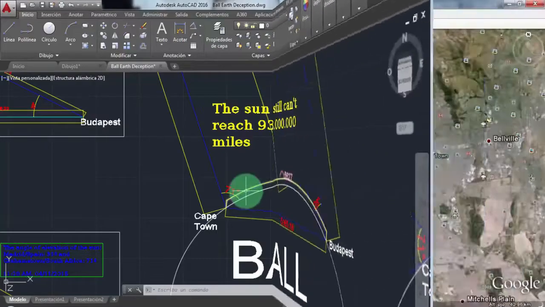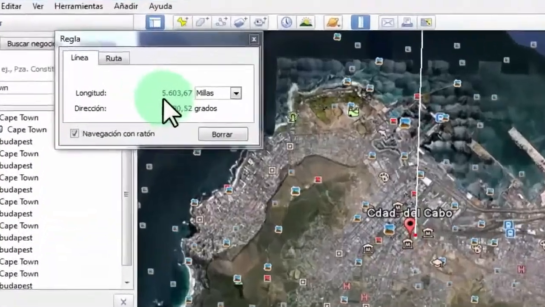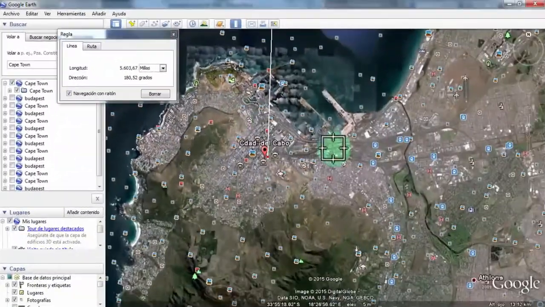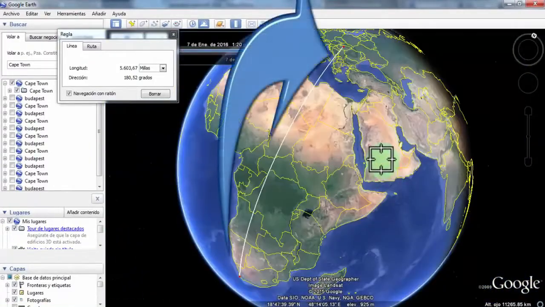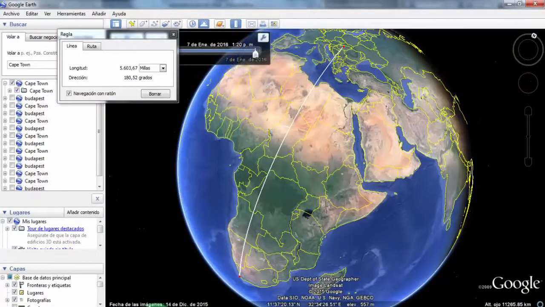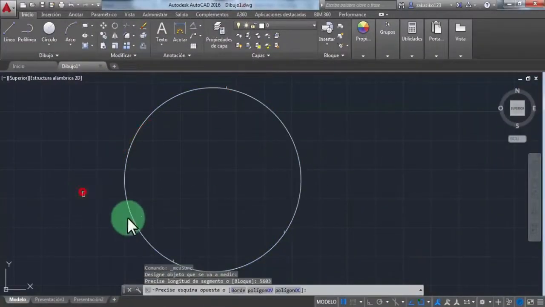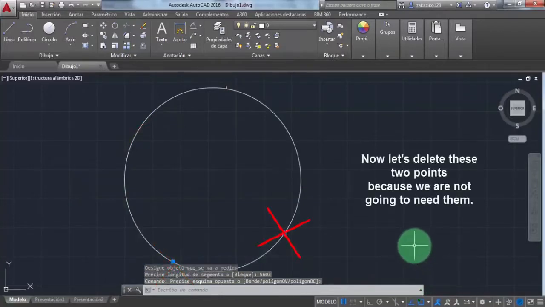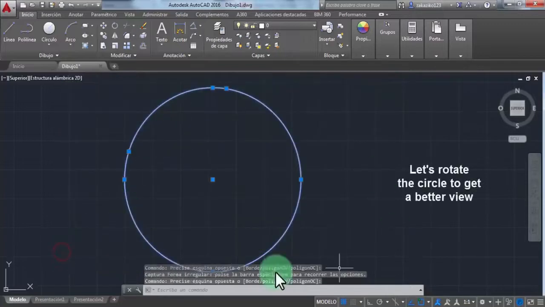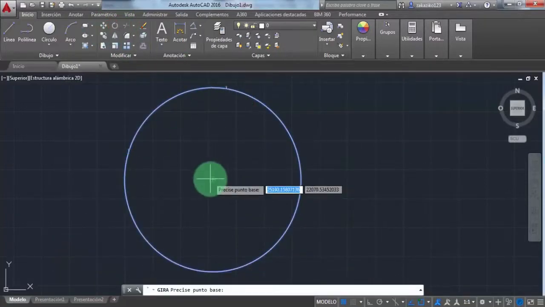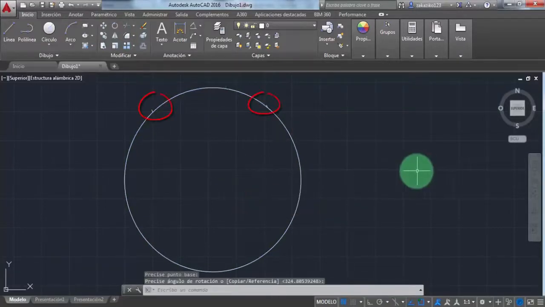Now let's go back to see the distance in Google Earth. As you can see, the distance is 5,603 miles from Budapest to Cape Town. That is a good distance to do the math. Now let's go back to AutoCAD. Let's divide the circle to get the distance we are looking for, which is 5,603 miles. Now let's delete these 2 points because we are not going to need them. Let's rotate the circle to get a better view. Now it looks better.